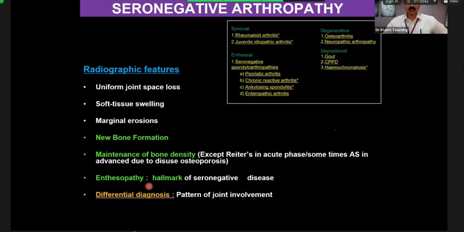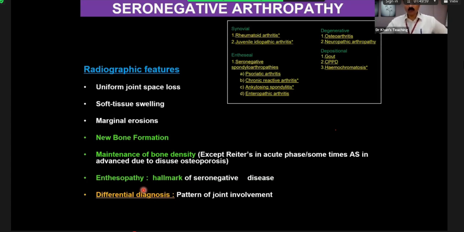Basically, there are changes at the origins or insertions of ligaments and tendons. There can be erosions there in an acute phase, and later on there is new bone formation. So that is also a hallmark, new bone formation. And if you don't know it, many of the things you are going to confuse. The pattern of joint involvement is important because this is how the examiner will see your thinking. How can you differentiate between a psoriatic arthropathy and CRA, for example?